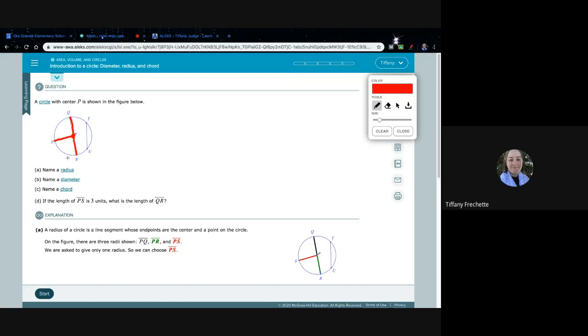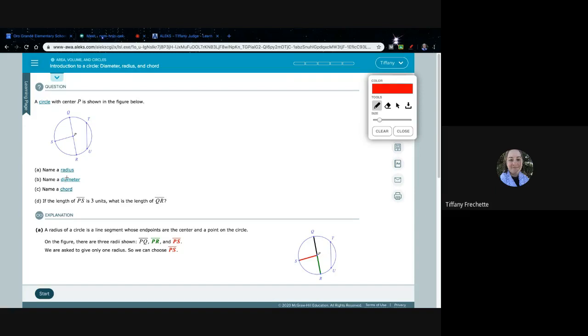Radius, and radii is more than one, means that you go from the center over to the side. Any side. So I can go center to the side, center to the side. Those are all radii. I'm going to clear that out.